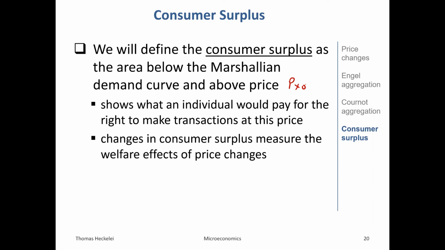So this is, as I said in the beginning, the third measurement of welfare change, which involves the Marshallian demand curve. So it shows how much an individual would be willing to pay for the right to make the transaction at this price.